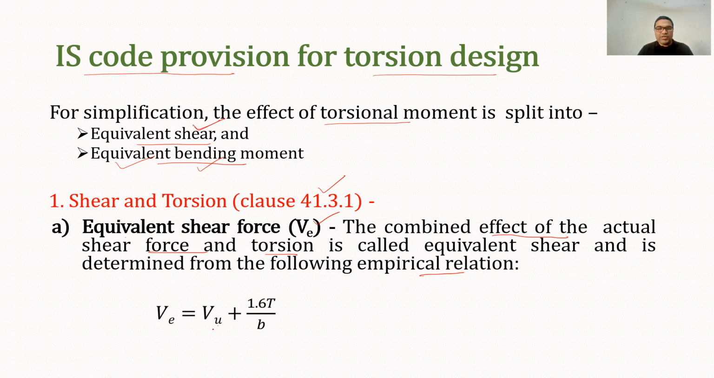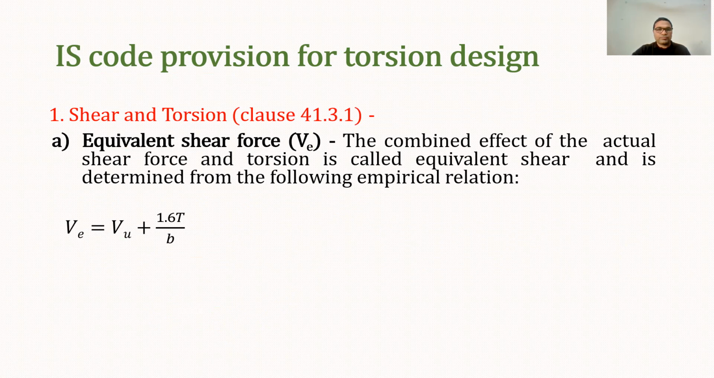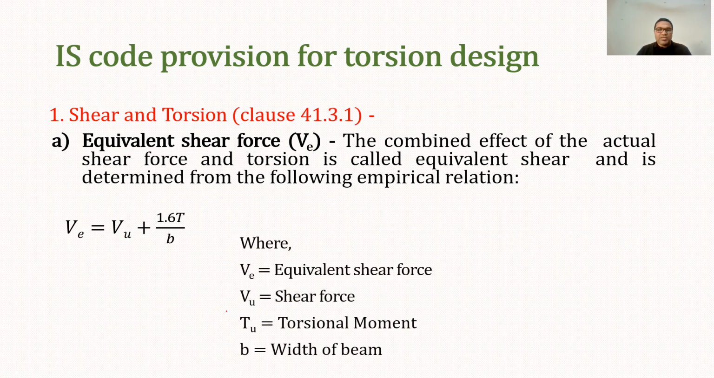VE is equal to VU plus 1.6 times T by B. VU is the factored shear force. T is the torsional moment acting on the beam. As you can see in the formula, the effect of torsion is added to the shear force and the final product is VE, which is called the equivalent shear force. So VE is the equivalent shear force, VU is the shear force, T is the torsional moment, and B is the width of the beam.